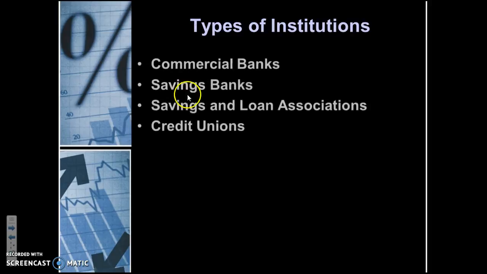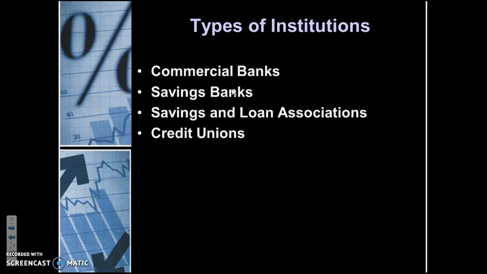All right, some types of institutions, really banks. The first one, a commercial bank. This is the majority of financial institutions that you see nowadays. These are your Bank of Americas, your SunTrust, your Regions, your community banks, things like that.